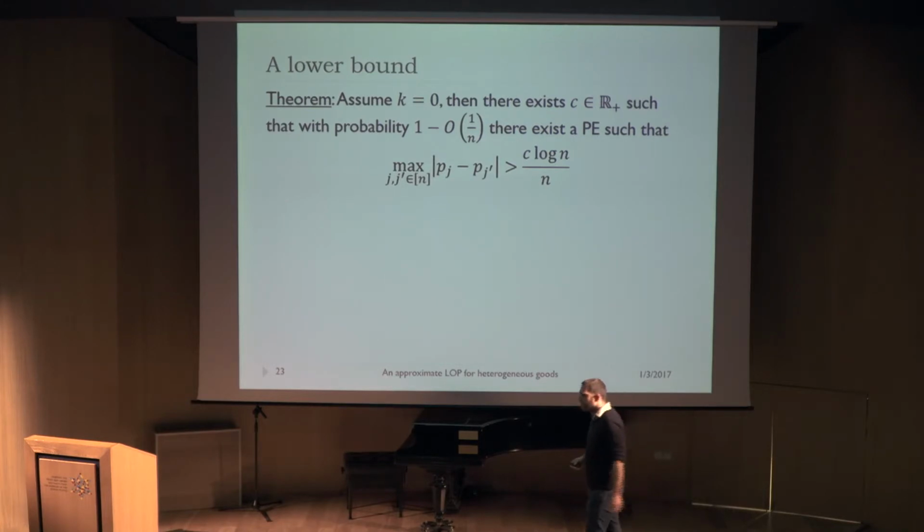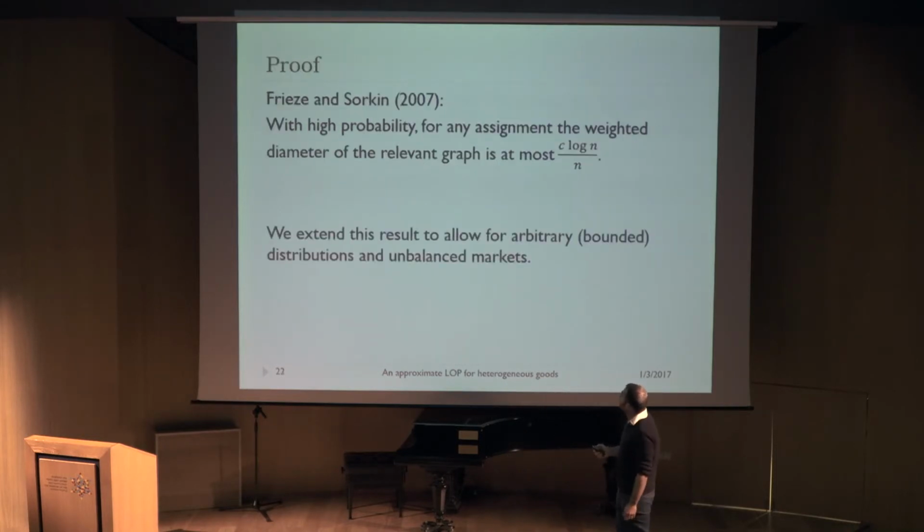What's that? Do you have any assignment? So what's the probability? The probability is about the markets. Take a random market, okay? Take a random market, with high probability for any assignment, this is true. The diameter is small. For any valid assignment. Yes, sorry, for any valid assignment.